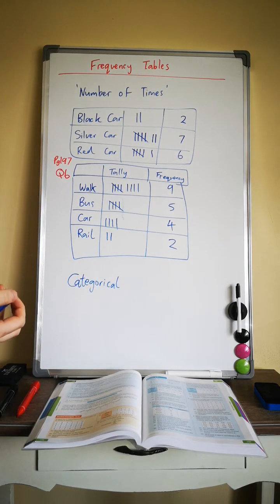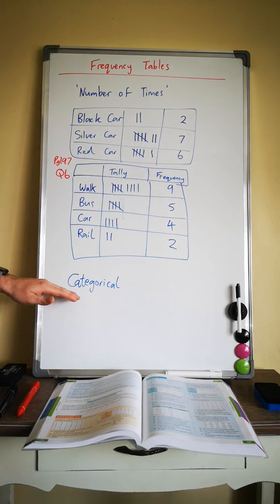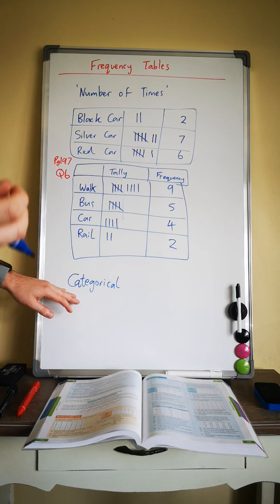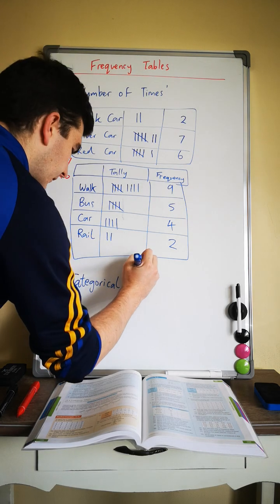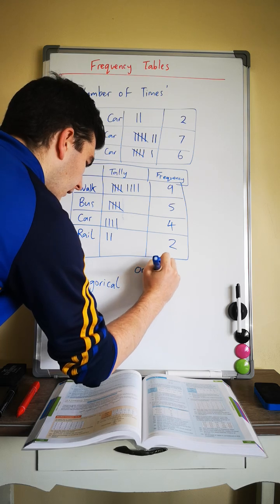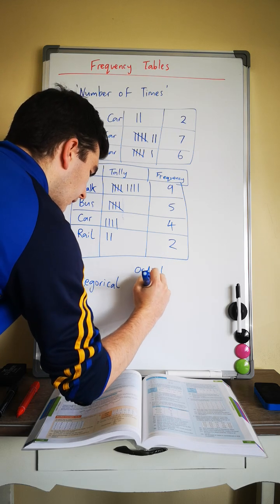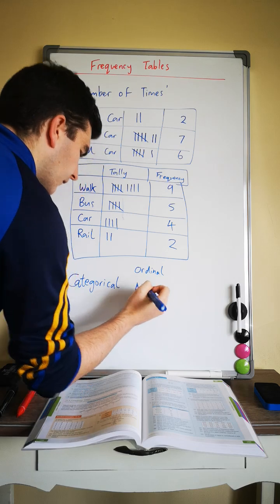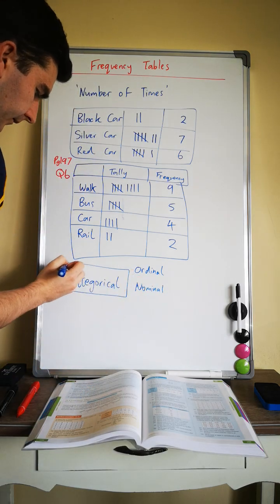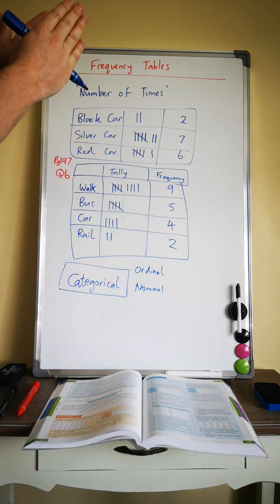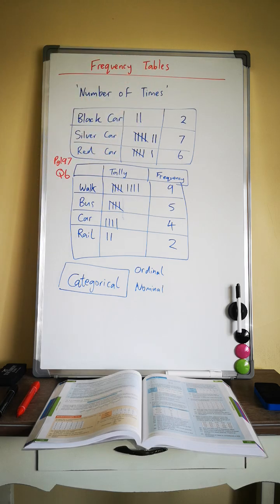So it's categorical, but they want to say, is it categorical? And our 2 subsections of categorical are ordinal, so write that one down, and nominal. So we know it is definitely categorical because you can categorize. You have a walk section, a bus section, a car section, a rail section.